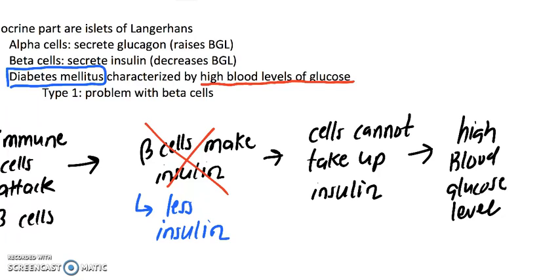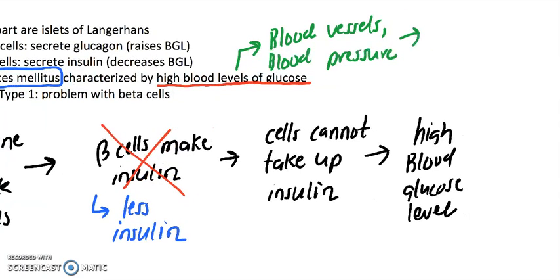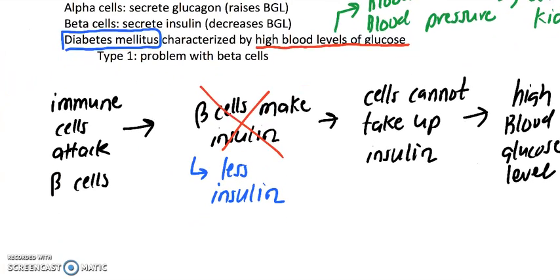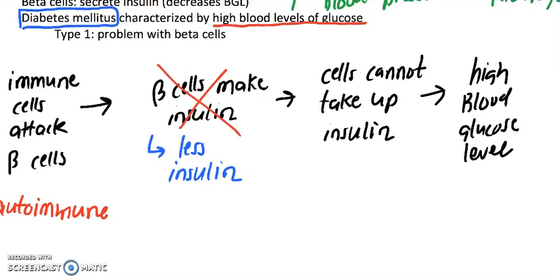So why is this a bad thing? In diabetes, this dangerously high level of glucose can interfere with your blood vessels and damage them. You have blood pressure problems, and you can also damage your kidneys, among other things. Okay, but in type 1, where your own body attacks it, we call this autoimmune, because your body's attacking itself.